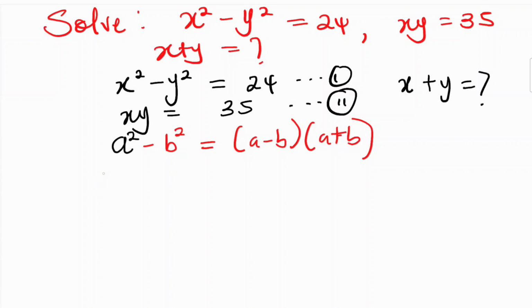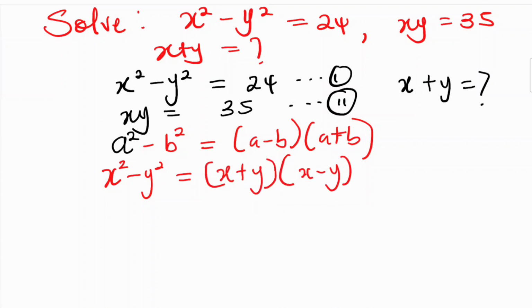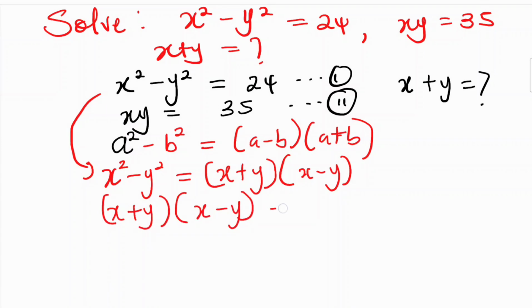So we can write it as x squared minus y squared can now be x plus y into x minus y. If you put it in this particular equation, we will have x plus y into x minus y is equal to 24. That's how we expand it.